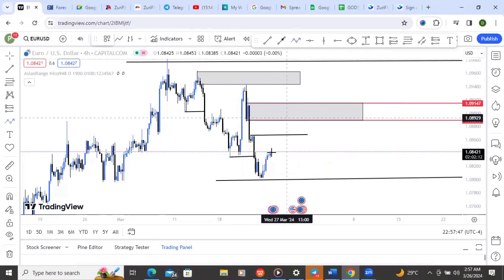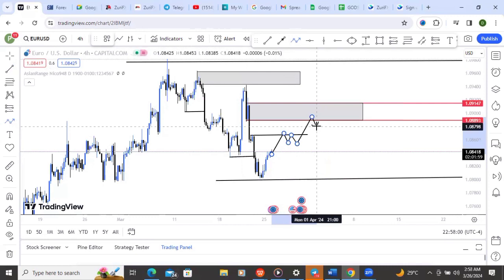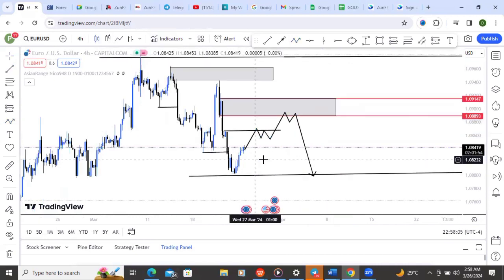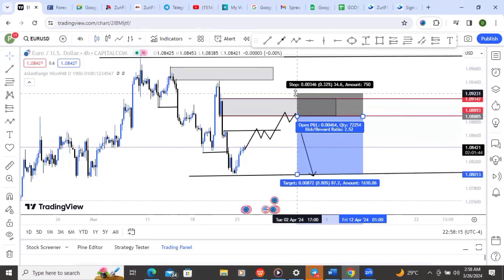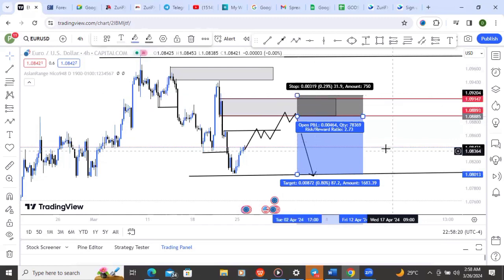We'll have price going up, give a reaction, and go to mitigate this block on the supply zone. Once we get a confirmation, we are going to sell down to this zone, and this should give us 87 pips if we take the low. We have the stop loss above this zone.